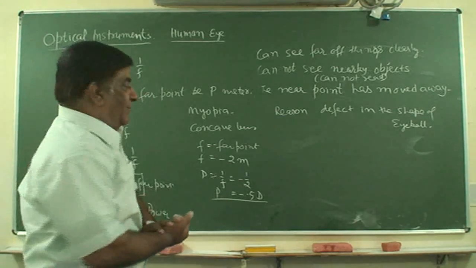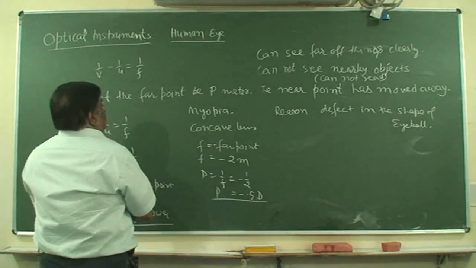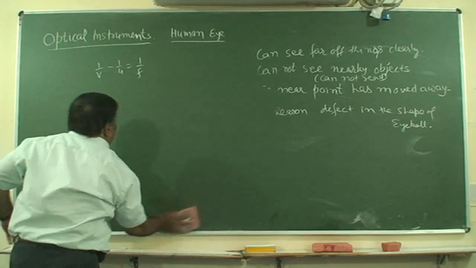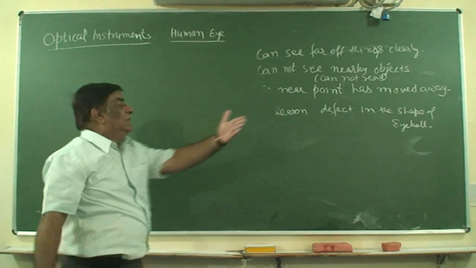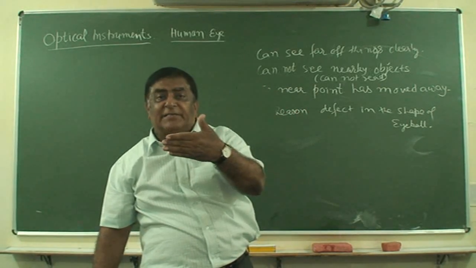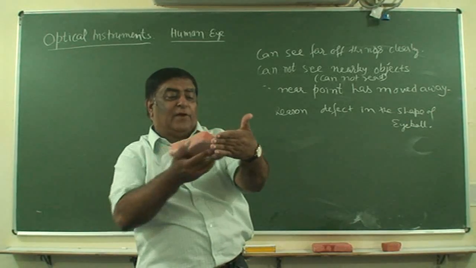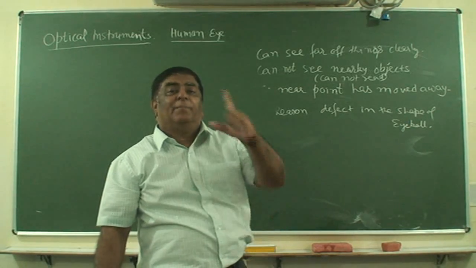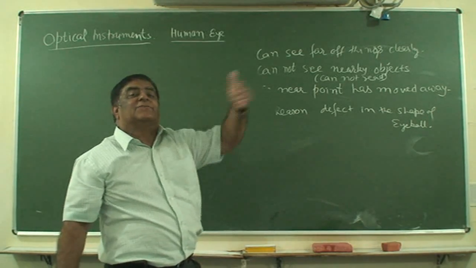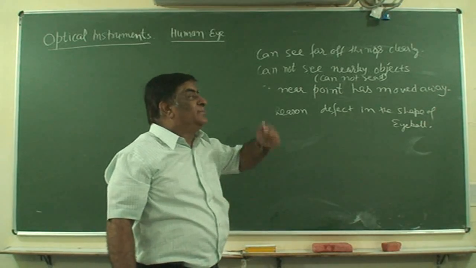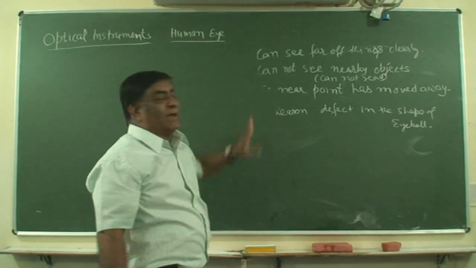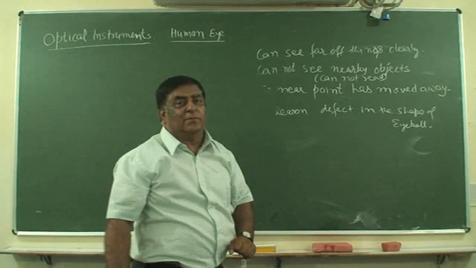Now correction for hypermetropia. If we are not able to read the books, what to do? We cannot see nearby things. We are bringing a book, making it close to us at 25 centimeter, and now we want to read it. We are not able to read it. Why? Because there is a defect in the eyeball and the image is formed far away. But if the object is at a distance of 2 meter, we are able to see that clearly. We are able to see the blackboard clearly, but not the book.